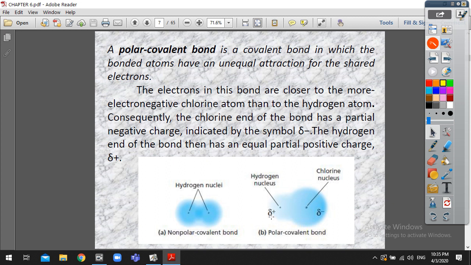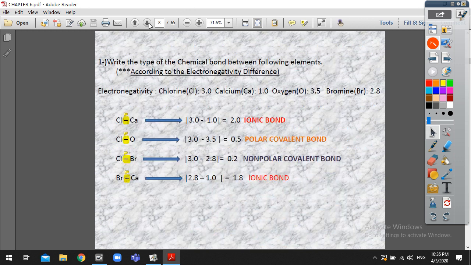So it means partially positive, partially negative. As we know, in covalent bonding we are not talking about transferring, so there is no ion here. What's happening? Mostly, one atom will be partially positive and one atom partially negative, depending on the use of the electron. And here, there's an example for your understanding. I will also give you this type of example, and you can solve it.